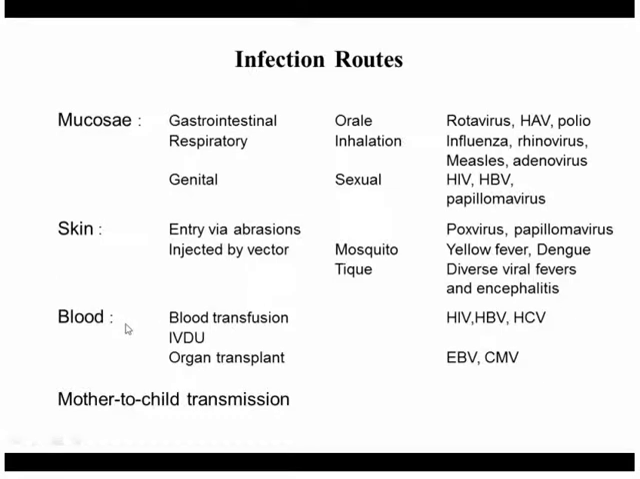Okay, blood. Any virus that's present in the blood and you transfer that blood to a new person, well, that can be a route of infection. So blood transfusion, intravenous drug use, or organ transplants can transmit viruses. So, HIV, chronic hepatitis, they can be transported by blood.